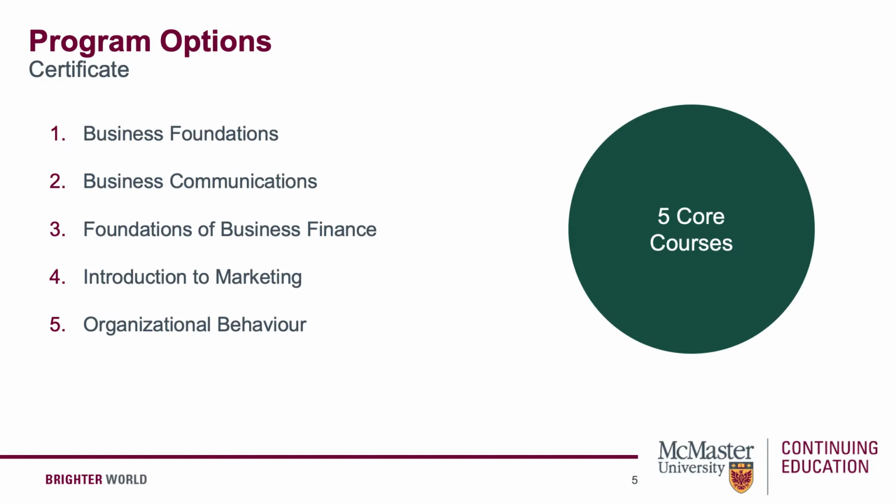Now let's take a look at the 3 program options. The first option is a certificate, and students will complete 5 core courses. The 5 core courses, as you can see, are Business Foundations, Business Communication, Foundations in Business Finance, Introduction to Marketing, and Organizational Behavior. The courses cover the foundational skills and knowledge students need to be successful in any type of business. When we asked employers what skills and knowledge were most important to them, these topics ranked the highest. Communications, and specifically business communications, was ranked among the most important.